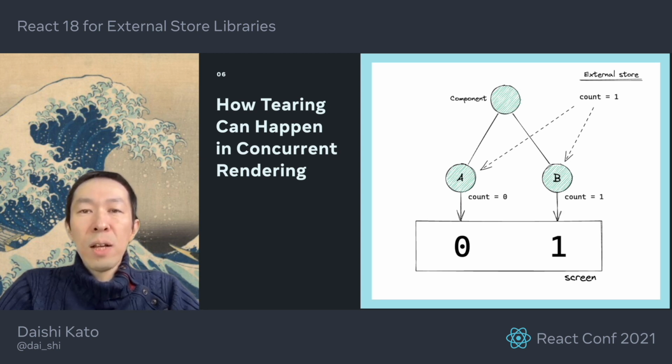And finally, a user will see the inconsistency. Component A shows 0 while component B shows 1. This can happen because React yields between A and B, and there's a chance that the count variable can change. This is a naive example, but the same thing can happen with any external stores.